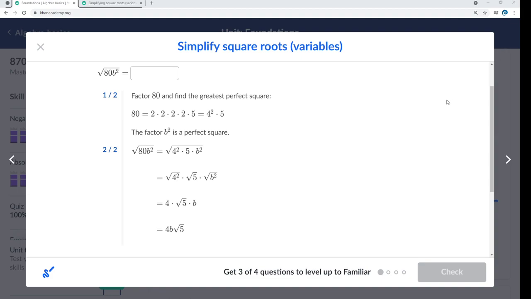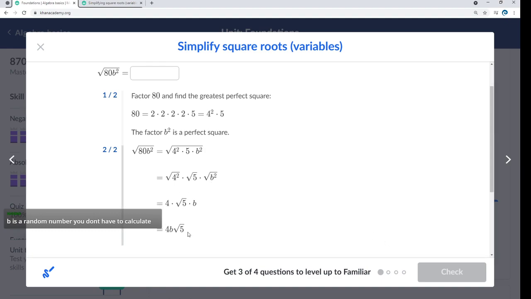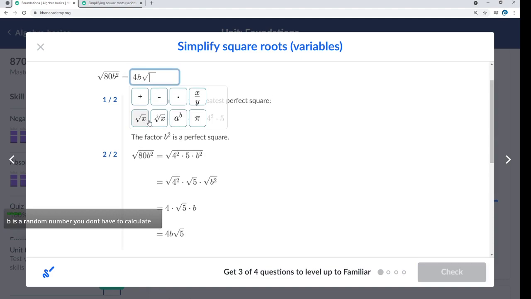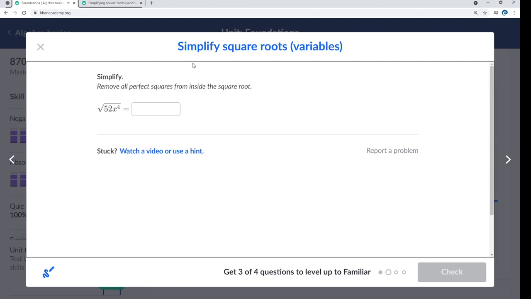Okay, so clearly I screwed this one up, right? But what I can do is just put the answer in there and go to the next one. Basically, 4b squared 5. So I'm not going to get any credit for that, which is fine. But here's a similar one.